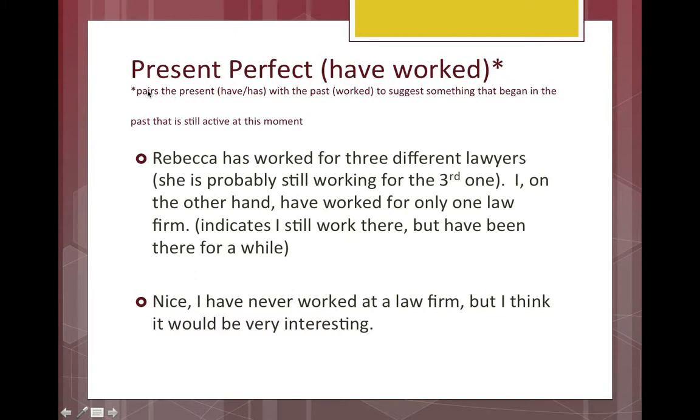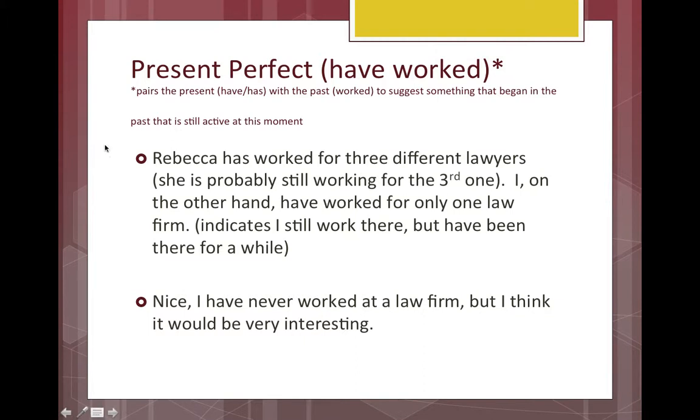So this is worth taking a little bit of time to look at, because this will confuse a lot of people, calling it a perfect tense with a past tense word, worked. As it says here, it's suggesting something that began in the past, but it's still active right now, and that's why it's called the present tense. So it started a long time ago, but it's still occurring.